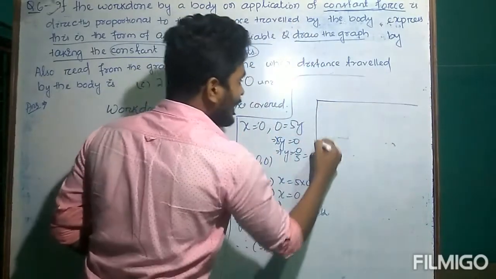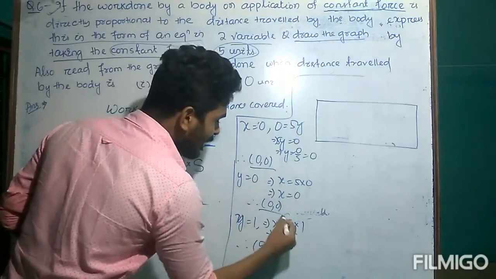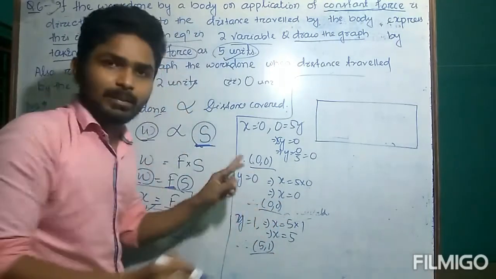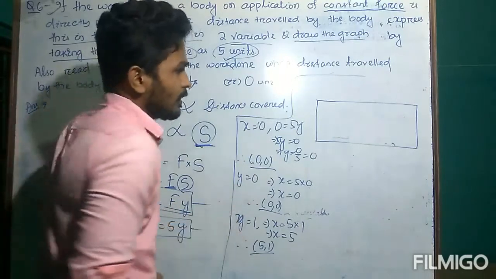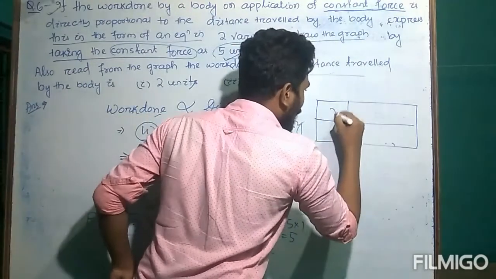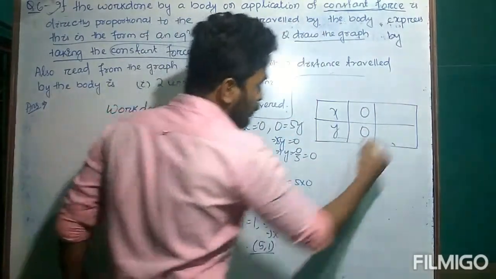So we get how many solutions? We get two solutions. Why? Two solutions because these 2 points are nothing but the same point. That's why I have to find another solution. So the two solutions are 0, 0 and 5, 1.